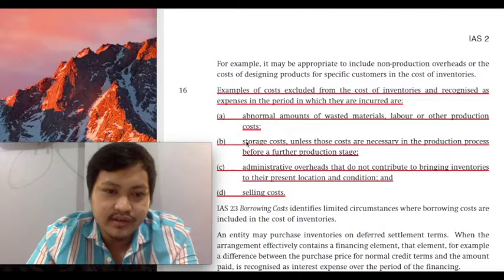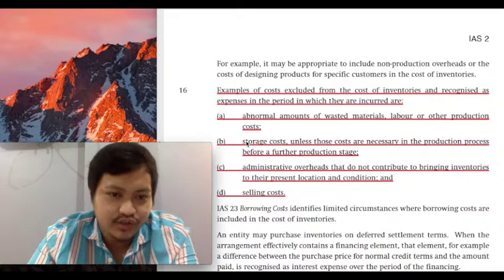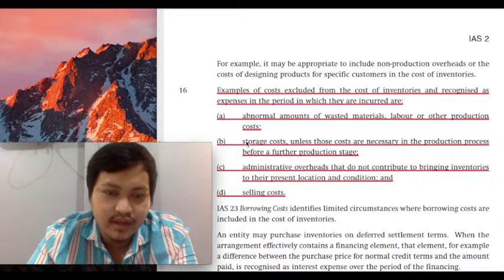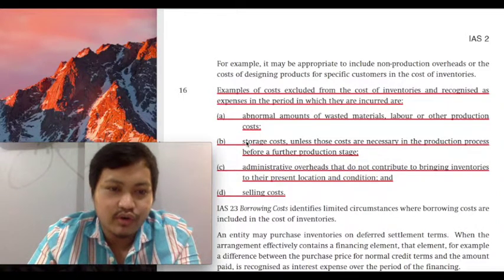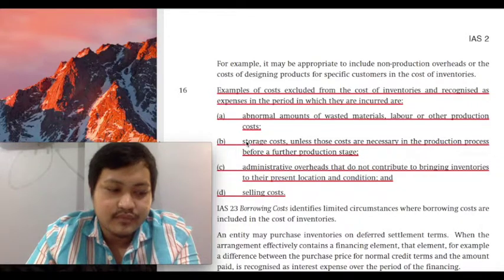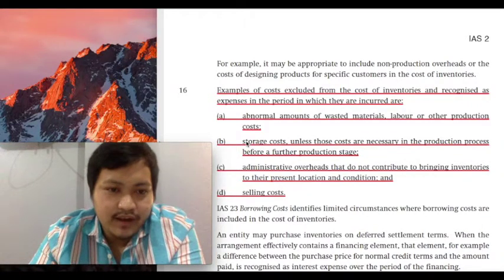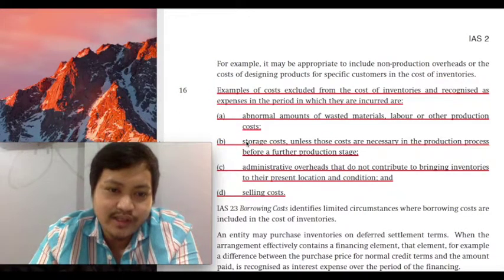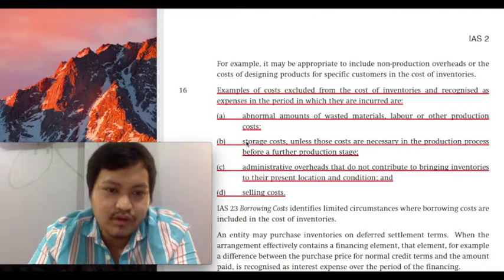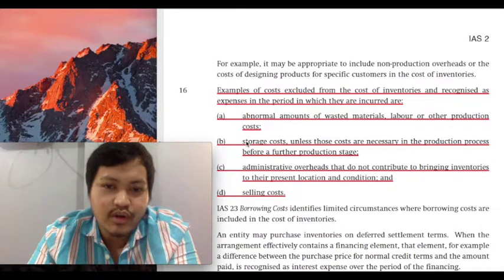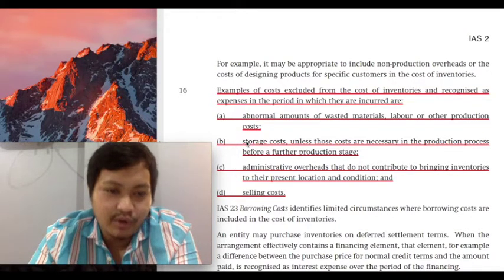Understand, class, that there are certain levels of wastages and shortages that are considered to be acceptable or normal. And such wastage or shortages can qualify as part of the cost of your inventories. So what are we excluding from your directly attributable costs? What are we excluding from your necessary costs? Only those wastages that are considered to be abnormal.